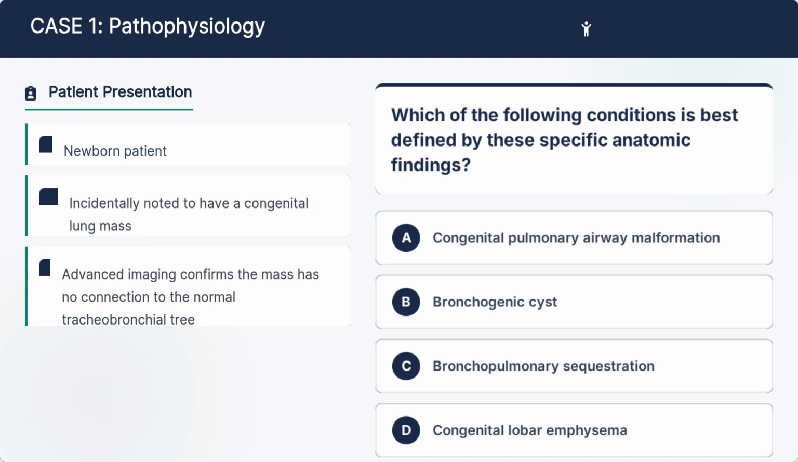Pathophysiology. A newborn patient is incidentally noted to have a congenital lung mass. Advanced imaging confirms that the mass has no connection to the normal tracheobronchial tree. The question is, which of the following best defines this type of congenital lung lesion?